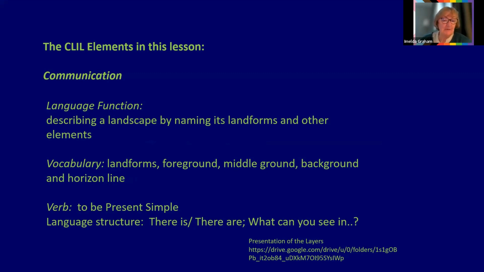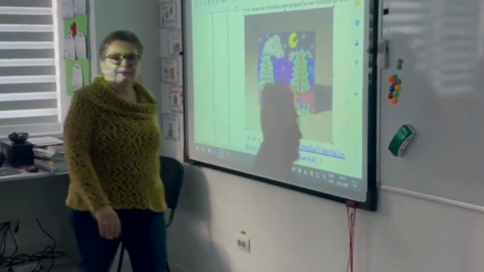The vocabulary will include landforms, foreground, middle ground, background, and horizon line. And the verb to be, present simple. The language structure: there are, what can you see in? I hope we can make it.